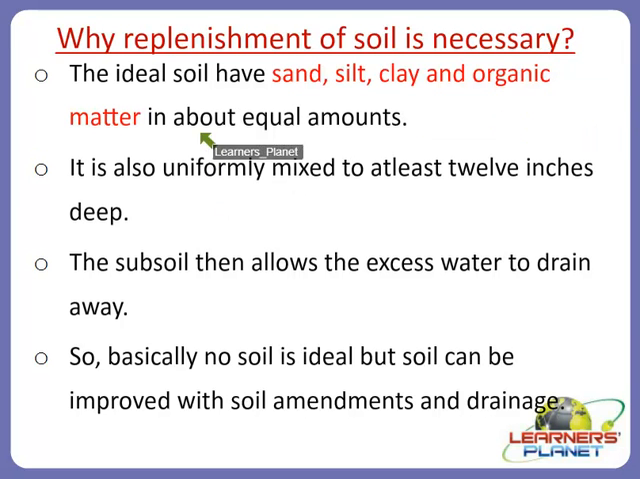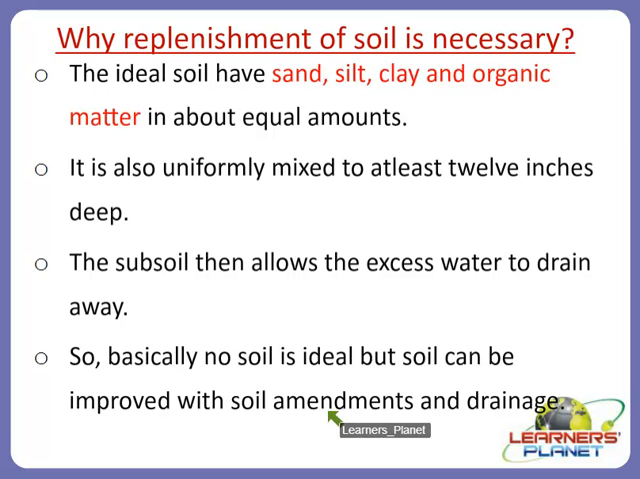First of all, we should know that the ideal soil has sand, silt, clay and organic matter in about equal amounts. It is also uniformly mixed to at least 12 inches deep. And then the subsoil allows the excess water to drain away. So basically, why is this replenishment necessary? The soil which has sand, silt, clay and organic matter uniformly mixed allows the excess water to drain off. So basically no soil is ideal because it is full of nutrients. But soil can be improved with soil amendments and drainage.